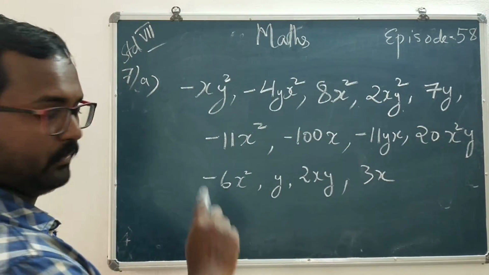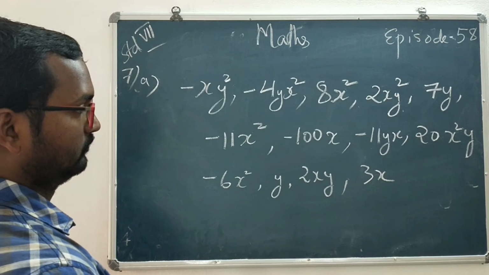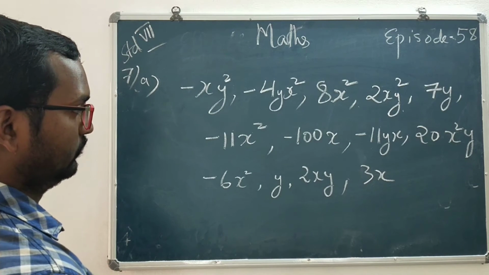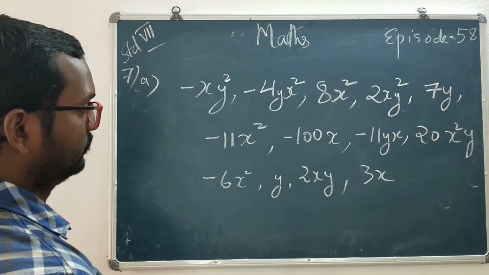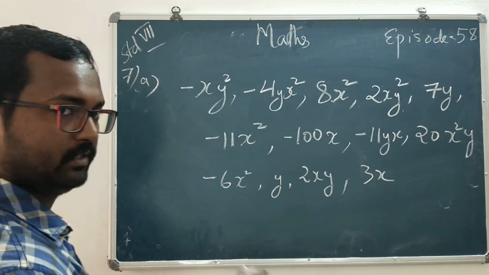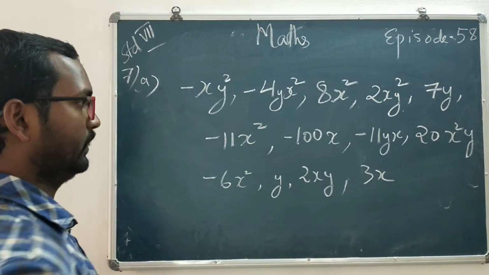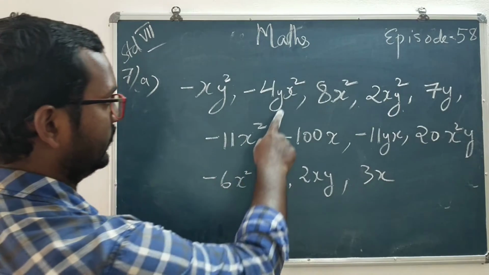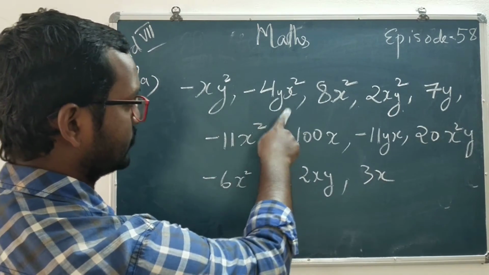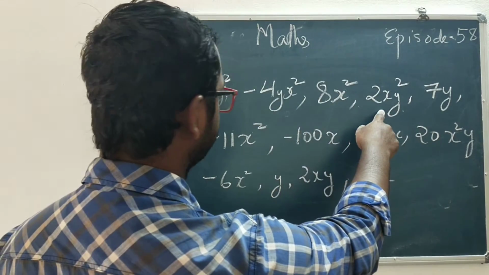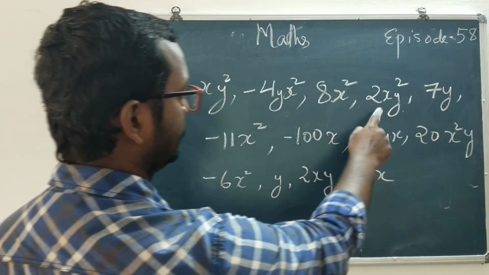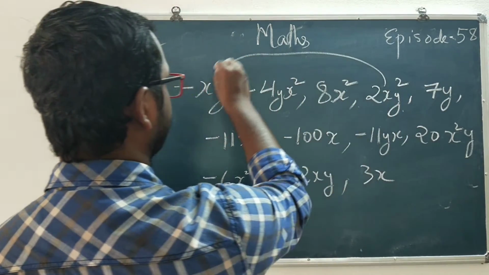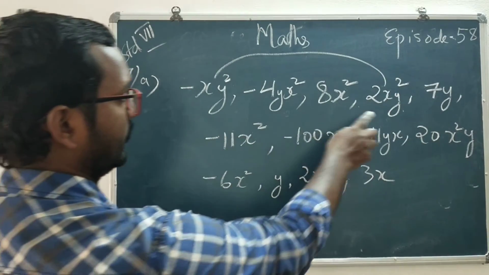Well, now I can't use the entire board for this, okay? So let's find out the like terms first. Xy square. Just look for xy. Here xy is there, but the power is different, so this is not a like term. Here xy is there, here xy square, here xy square. So these two are like terms. These two are like terms.